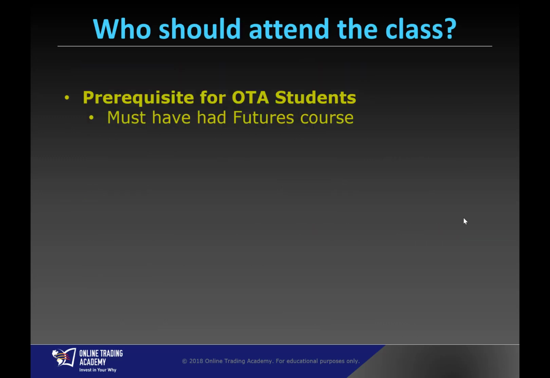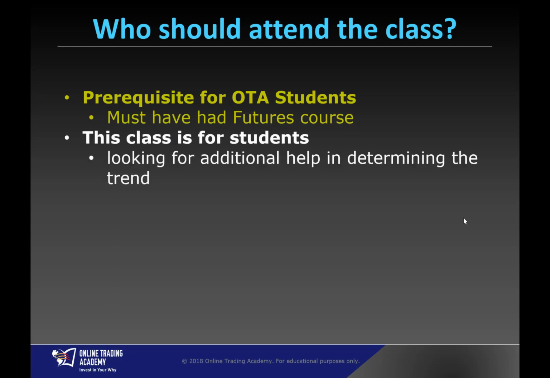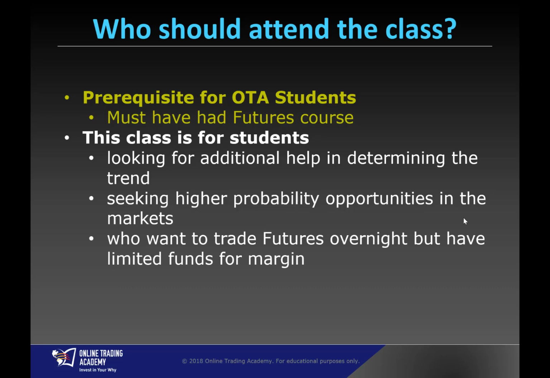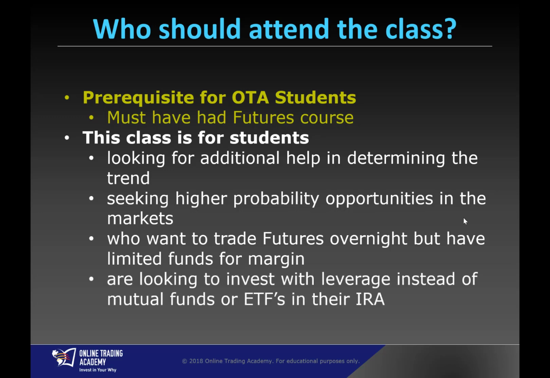Anyway, who should attend the class? It should be anybody. First of all, you need to have gone through the futures class at Online Trading Academy to know how to trade futures properly. But it's for students who are looking for additional help in determining the trend for the best trade direction, those who are looking for high probability opportunities in the markets, people who want to trade futures overnight but have limited funds, so you can't quite meet the overnight margin sometimes, you can now trade them overnight. And if you want to get more bang for your buck in your retirement accounts, get away from those mutual funds, get away from those ETFs, and trade a leveraged asset in your IRA. It is possible to open up a futures IRA account.